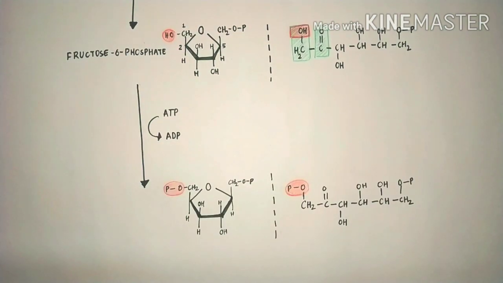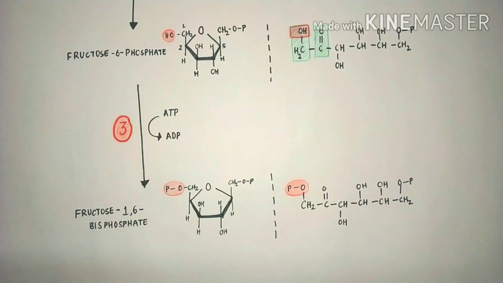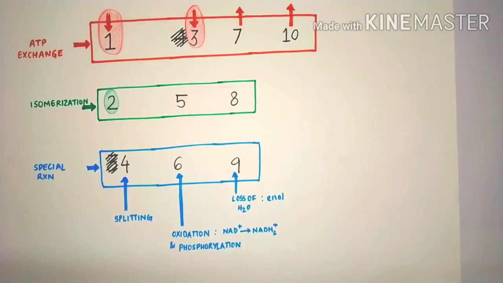As in step 1, OH is replaced by OP. The base structure, considering OH and OP as same, is still fructose. It has 2 phosphate units at position 1 and 6. Thus, it is fructose 1,6-bisphosphate. Now, step 4, which is splitting.